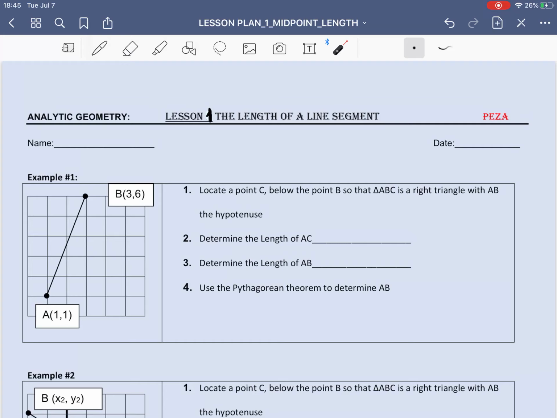We are entering a new unit, the unit of analytic geometry. In this unit, we are going to take the line on the Cartesian plane and we'll try to discover the formula for the length of a line segment.